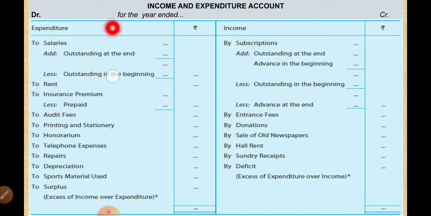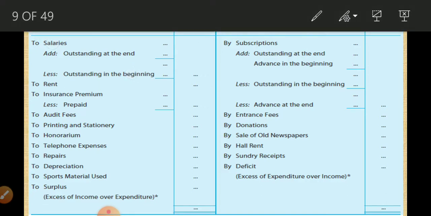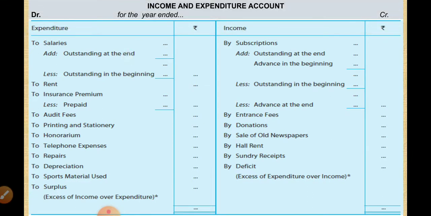Now, outstanding in the beginning of the year. Outstanding in the beginning of the year is actually previous year's salary outstanding which is paid during the current year. This belongs to the previous year, so it is not current year's expense. It has to be subtracted from the salary. Okay. Same rule is applicable for any kind of expenses.